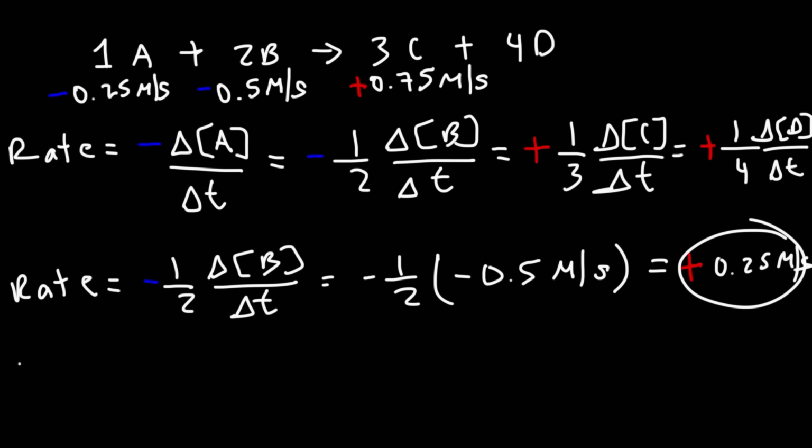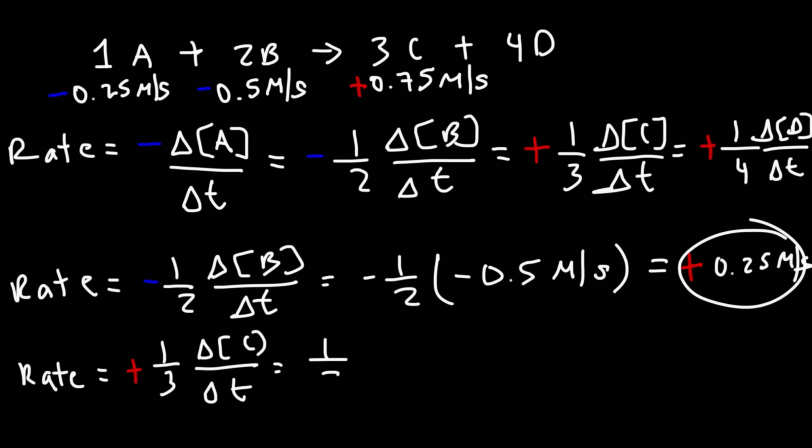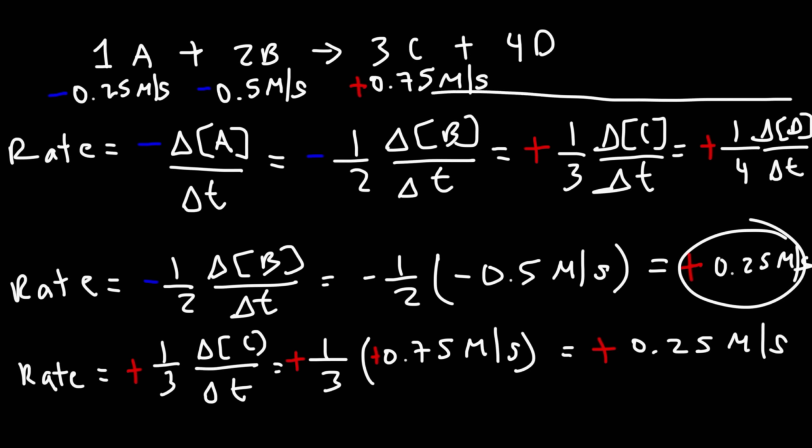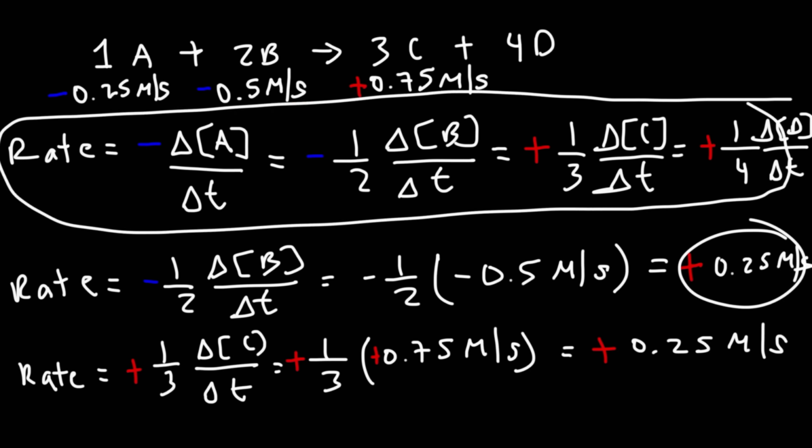Now let's calculate the rate of the chemical reaction, but with respect to C. It's going to be positive, we used in this equation here, 1/3 delta C over delta T. So that's 1/3 times 0.75. So here we have two positive values. The overall rate of the reaction will be positive. And we're going to get the same answer. It's going to be positive 0.25 molarity per second.